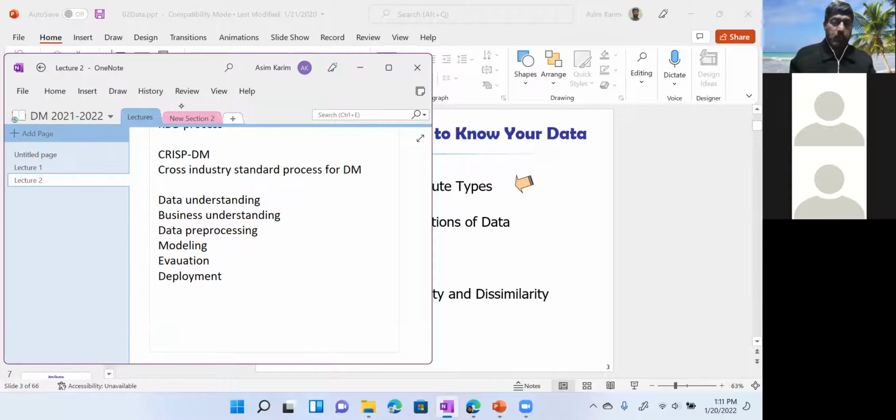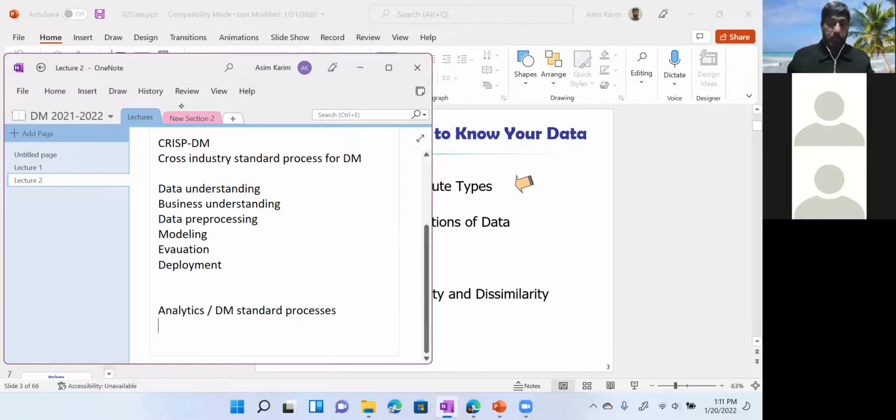Okay. As a short homework, you might look into a Google search for other analytics and data mining standard processes and try to find out how those processes differ from this CRISP-DM process. There might be minor differences, as you will see. So you can search for such processes.